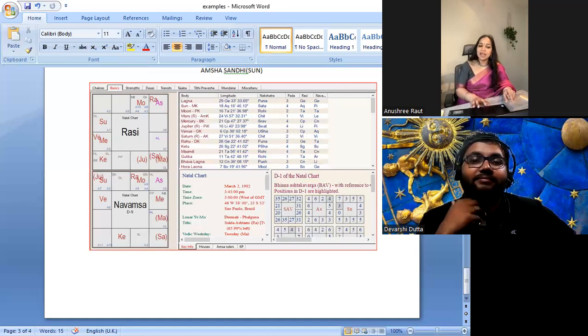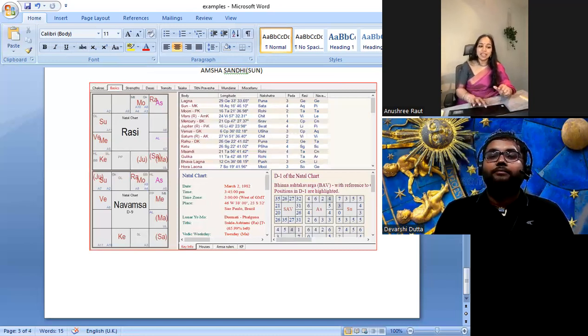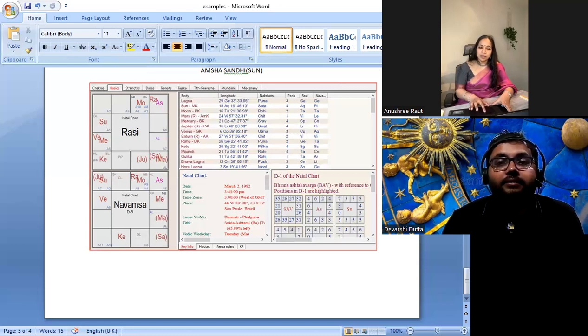So this Sun rules eyes, bones, heart. Sun is third lord of younger sibling and third lord of hand. So this person actually had an accident on their fingers. The finger was cut and they lost a finger. See how third lord is in Amsha Sandhi. Right, playing out.